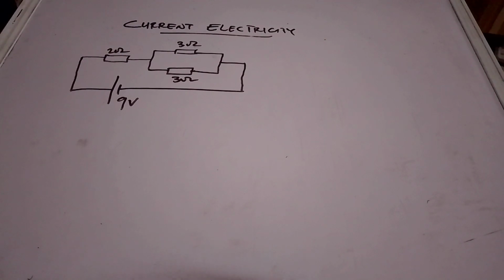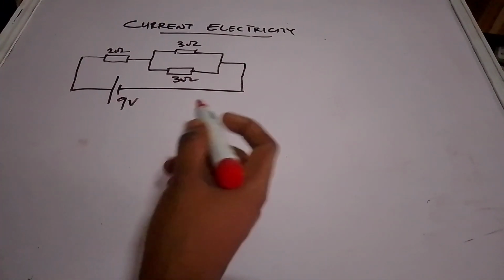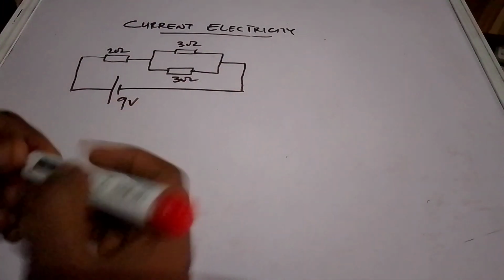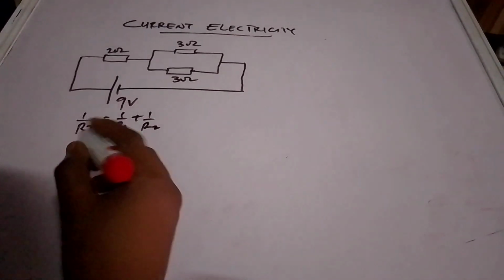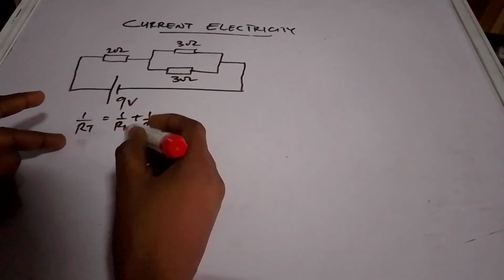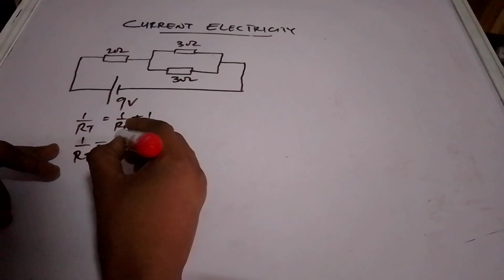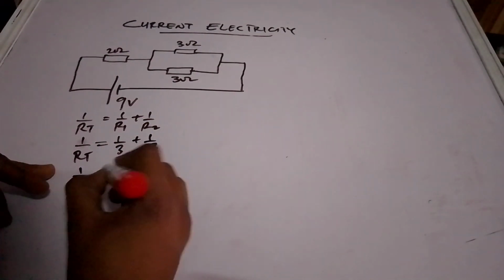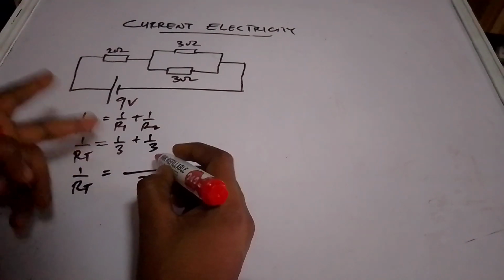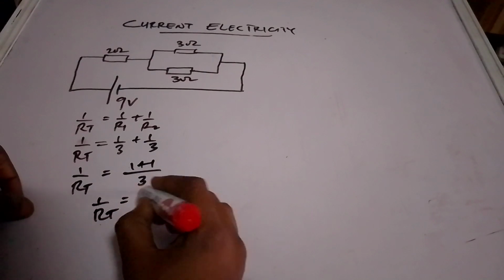So the first thing you need to do is find the total current, the total voltage, and total resistance. So let's first look for the total resistance. Since this one and this one are parallel to each other, let's do the parallel combination very fast. The formula is 1 over R total equals 1 over R1 plus 1 over R2. So 1 over R total is going to be 1 over 3 plus 1 over 3. The LCM is 3. So here is going to be 1 plus 1. That's 2. So 1 over R total is going to be 2 over 3.